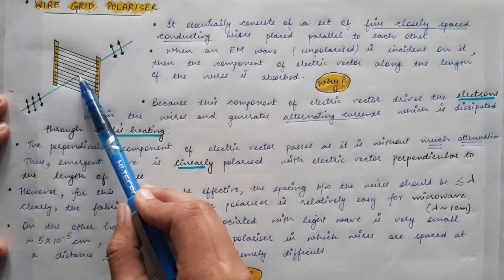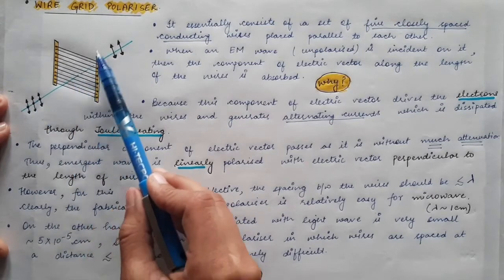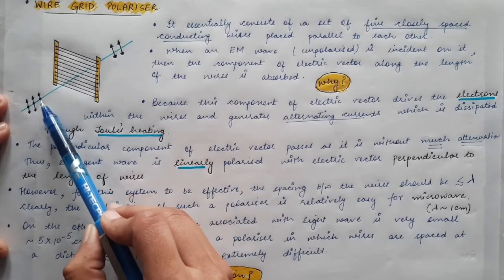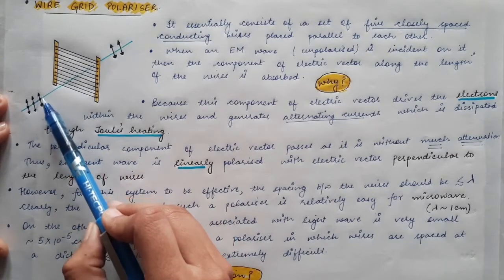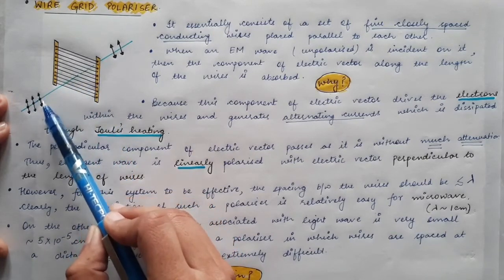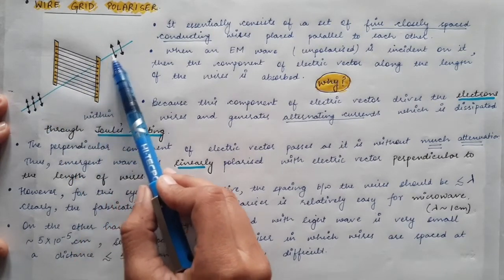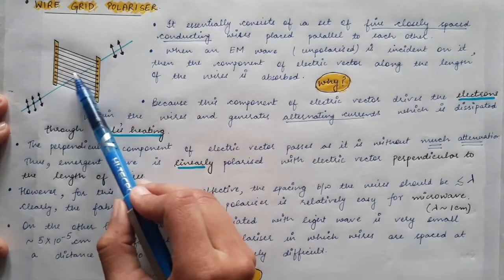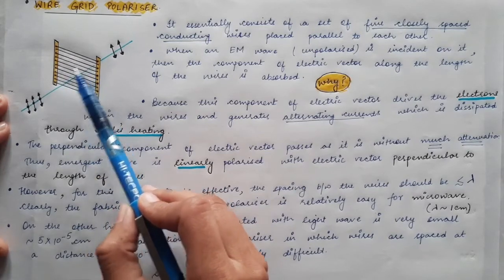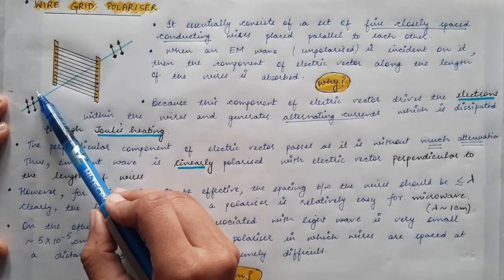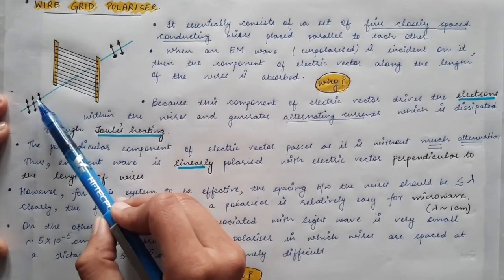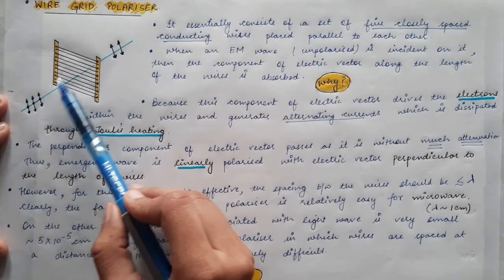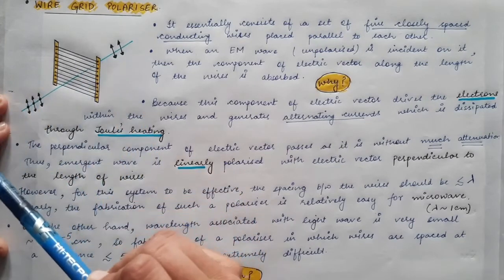So here I have made the unpolarized light incident on the wire grid polarizer. What happens is that the component of the electric field which is perpendicular to the wires easily passes through this device, whereas the component of the electric field which is parallel to these wires gets absorbed. So we will see why the parallel component gets absorbed, whereas the component perpendicular to the wires easily passes through the wire grid polarizer.